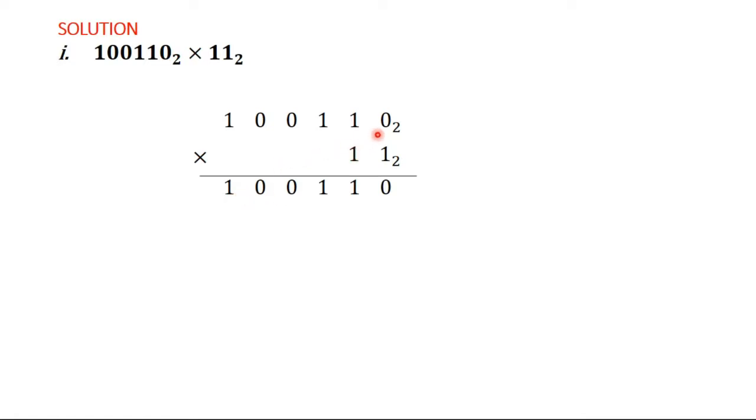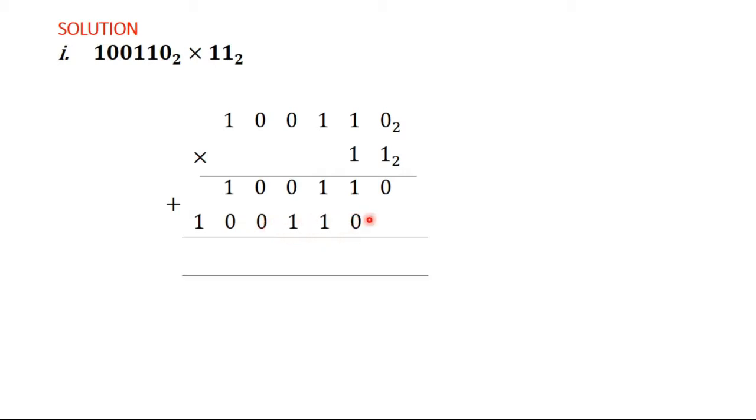Then we multiply with this digit 2. So 1 times 0 will give us 0. 1 times 1 will be 1. 1 times 1 again will be 1. 1 times 0 will be 0. 1 times 0 is 0. Then 1 times 1 will give us 1. So we are done with the multiplication. From here we have to add the two numbers that we have here. So we add 100,110 to 100,110.